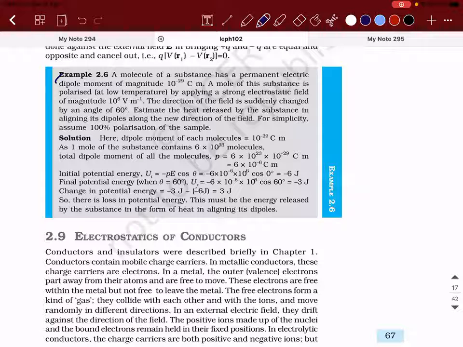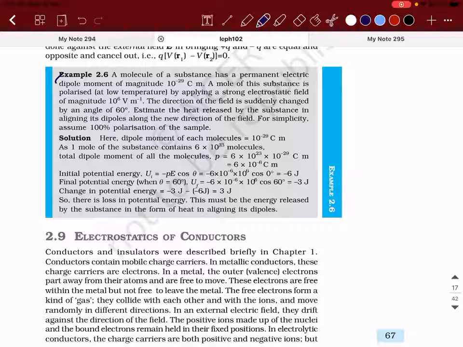Okay, so read the question carefully. There is a molecule of a substance that has a permanent electric dipole moment, and its magnitude is 10 power minus 29 coulomb meter. First, make a note of it. So, first collect the data. Don't read the question completely. So, what is given? P is 10 power minus 29 coulomb meter.